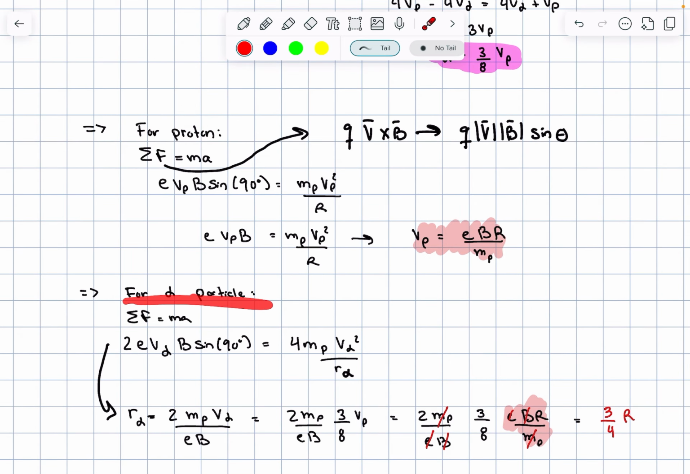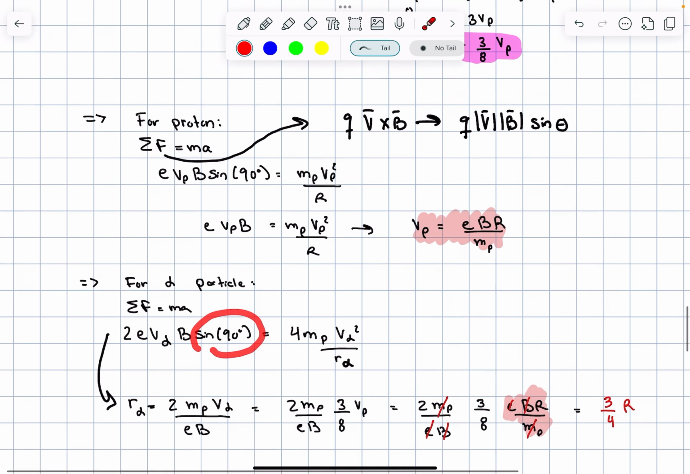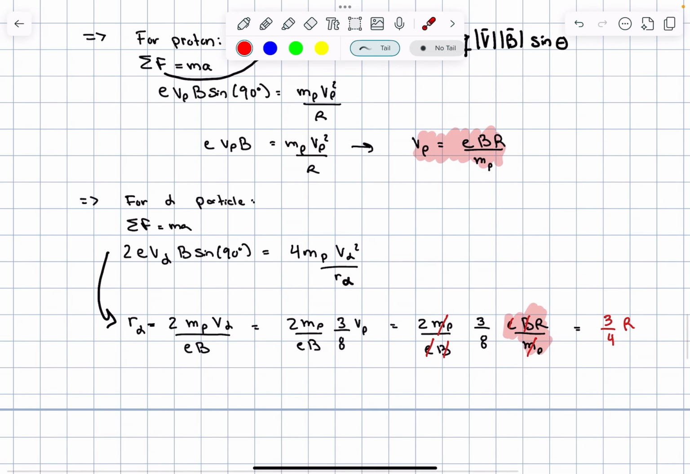We're going to do a very similar thing now for the alpha particle. So here, the sum of the forces, again, it's going to be this equation here, where Q, instead of being e, is actually 2e. We know that its velocity is going to be Va, and we know that we have B, sine of 90. We know sine of 90 is equal to 1, so that's fine. And on the right-hand side, it's the same equation where this is the mass of the alpha particle, which is 4mp, Va squared divided by R alpha.